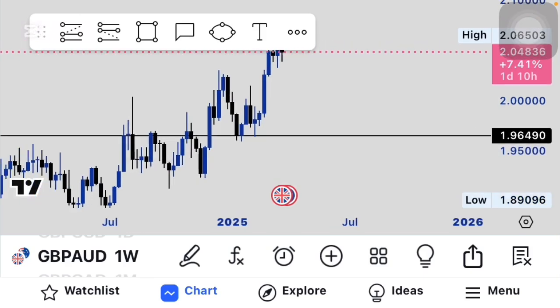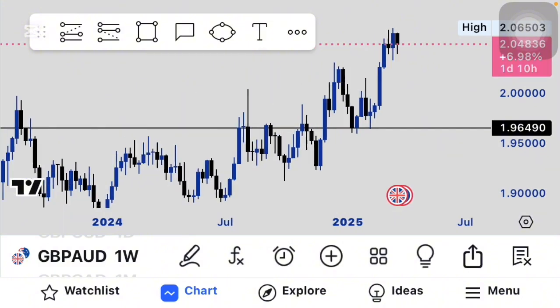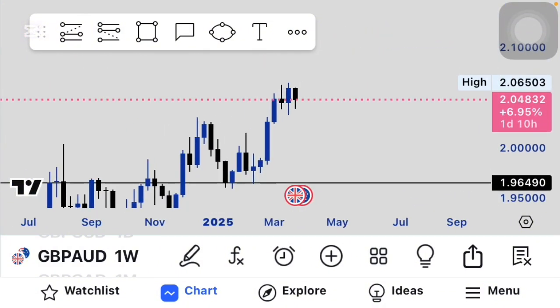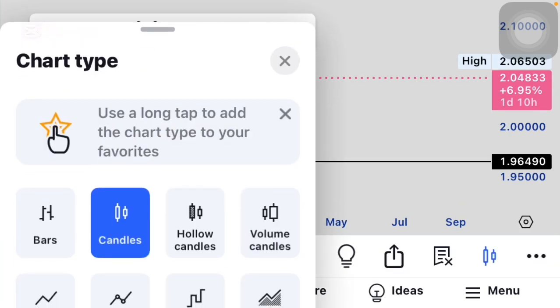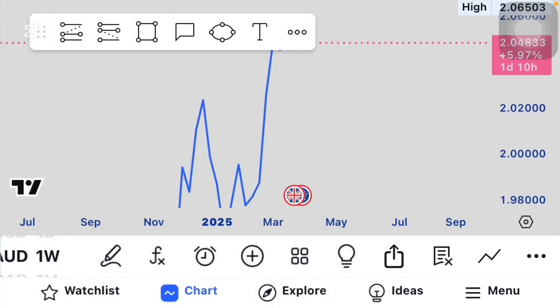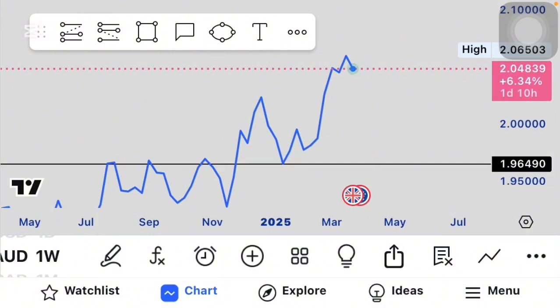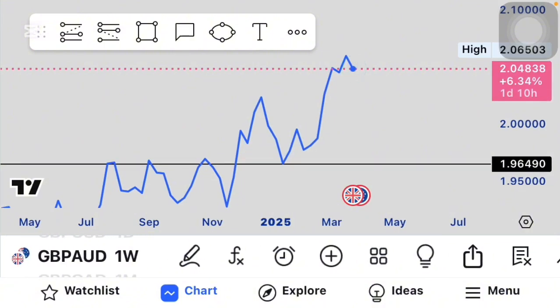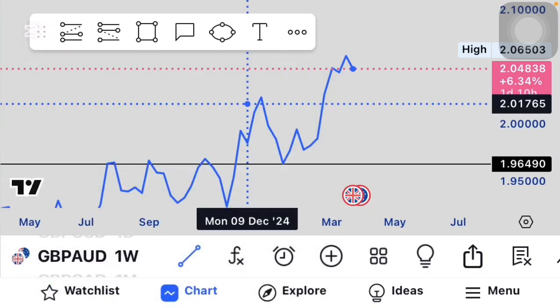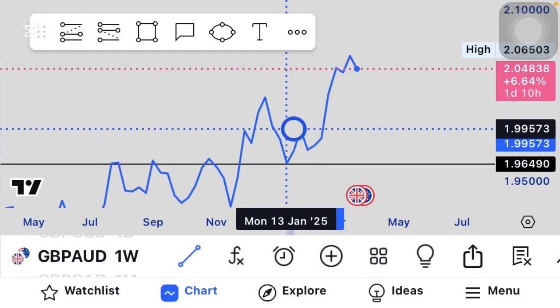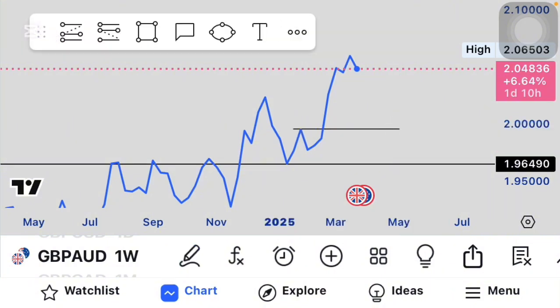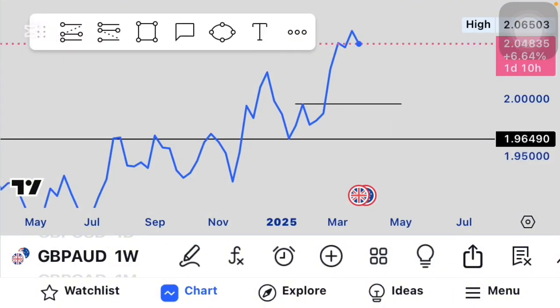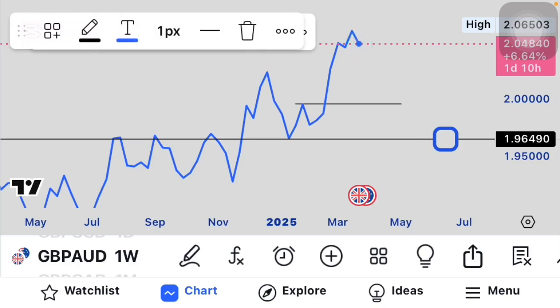Here is the weekly. On the weekly, I want us to know the trend which we are on. So on the weekly, we can see that we are bullish on the GBPAUD. Right now we are bullish. So this is the change of character. This is where we had our change of character or change of structure, whichever you call it, but this is where we turned bullish. So the market was bearish after the retest on this zone.